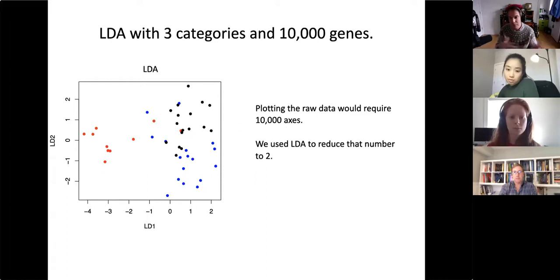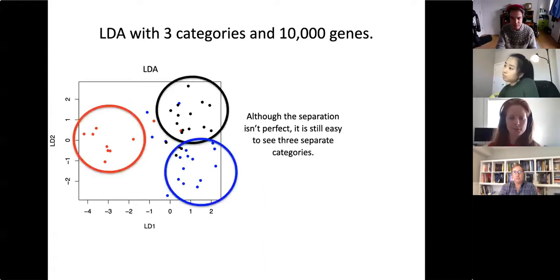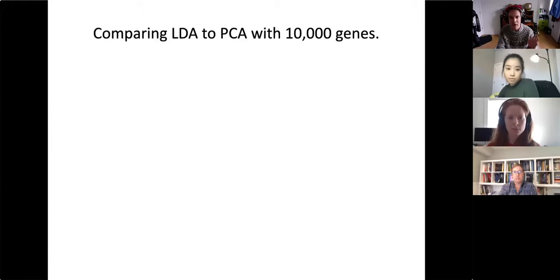Anyways, so this was in a medical situation. We're trying to figure out how to treat these people. And so that's why you had 3 different categories. These people responded differently to different drugs. And so we're trying to figure out the best way to separate them. And although the separation is not perfect, it's still easy to see that we end up with 3 separate categories. So this does okay.